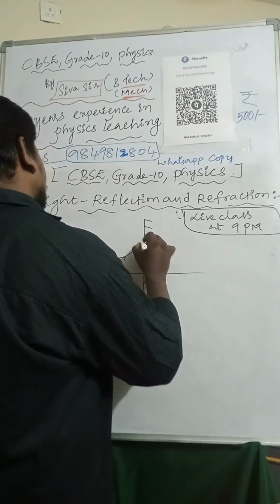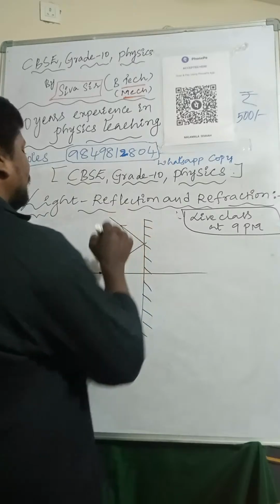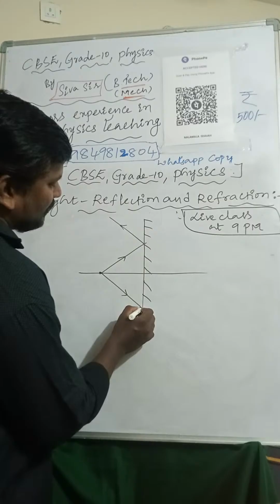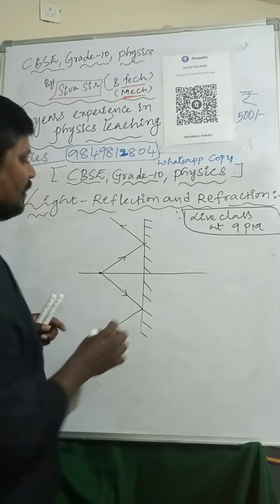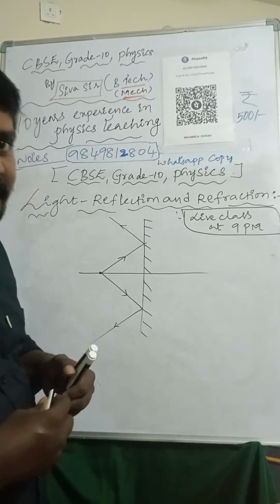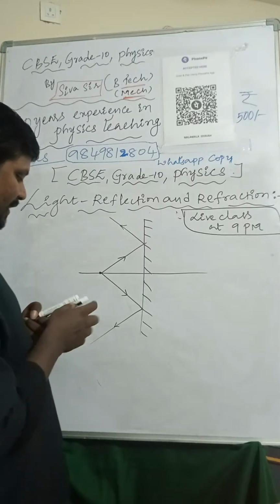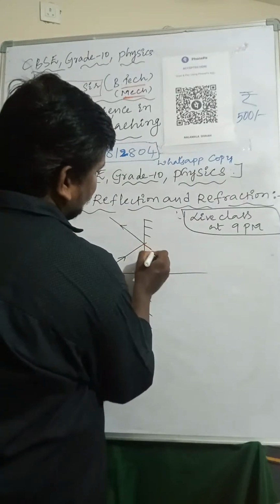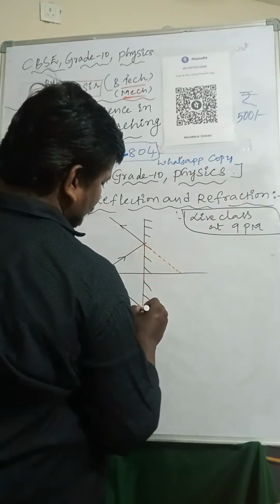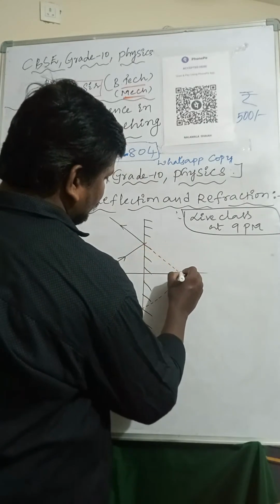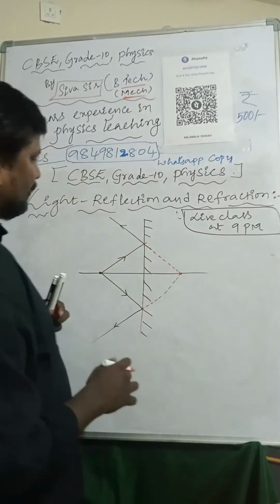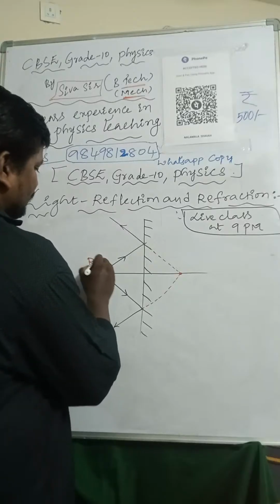It will be reflected back. Another light ray I'm taking like this, and this also will be reflected back. If you extend these light rays, you can observe I'm extending them, and the light rays will meet here. So here is a real object.